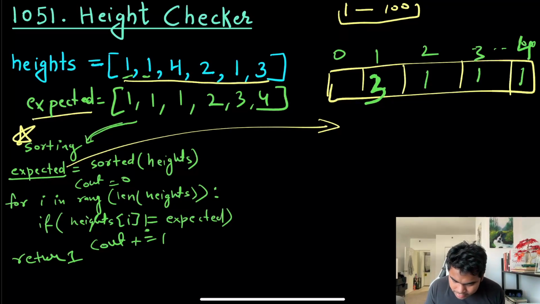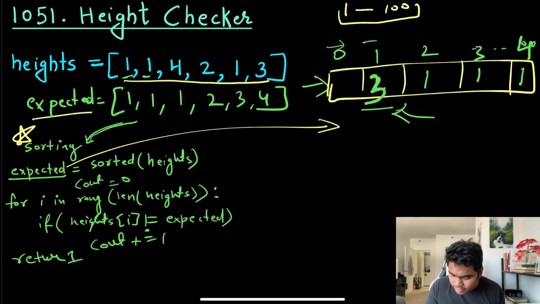So using this array, I can create my expected array by basically appending these values. So I will go over this. Has 0 occurred? No. 1, yes, 3 times. So I will loop that many times.